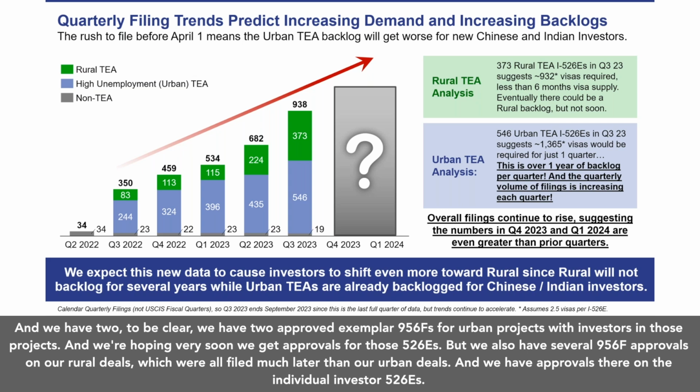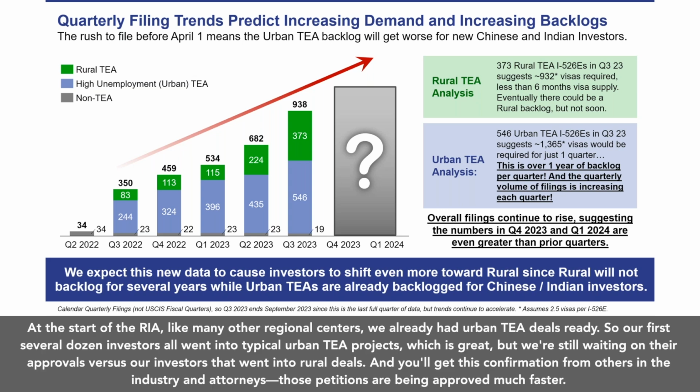To be clear, we have two approved exemplar 956Fs for urban projects with investors in those projects. We're hoping very soon we get approvals for those I-526Es, but we also have several 956F approvals on our rural deals, which were all filed much later than our urban deals. And we have approvals there on the individual investor I-526Es. At the start of the RIA, like many other regional centers, we already had urban TEA deals ready. So our first several dozen investors all went into typical urban TEA projects, which is great, but we're still waiting on their approvals versus our investors that went into rural deals. You'll get this confirmation from others in the industry and attorneys. Those petitions are being approved much faster.